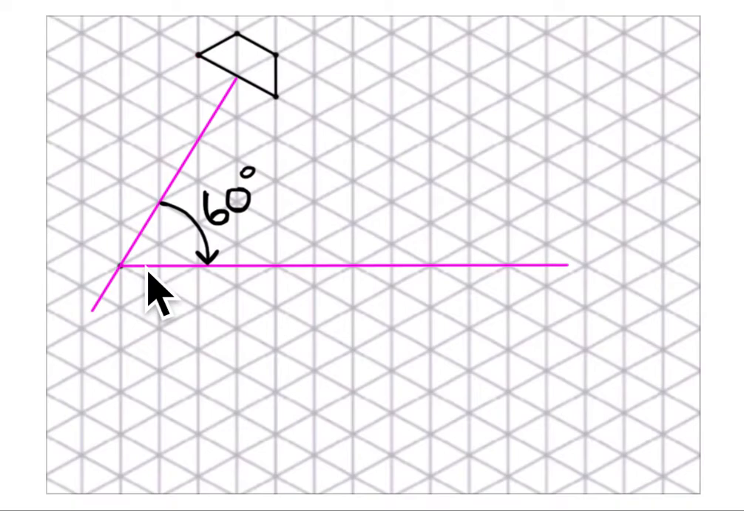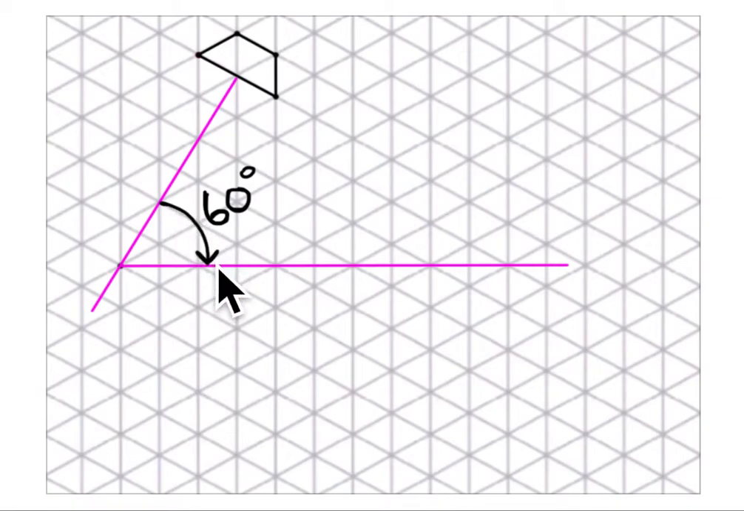Well, this is isometric grid paper. The equilateral triangles all form 60-degree angles. And if I go halfway, that's a 30-degree angle. Then another halfway, that's another 30-degree angle. So this is 60 degrees from this point to this point.